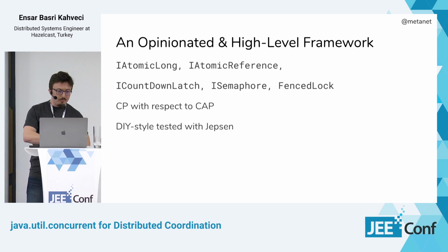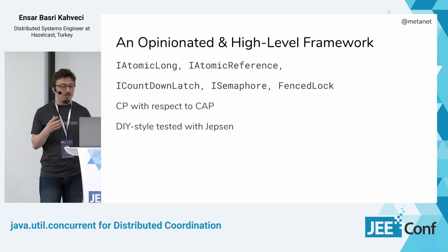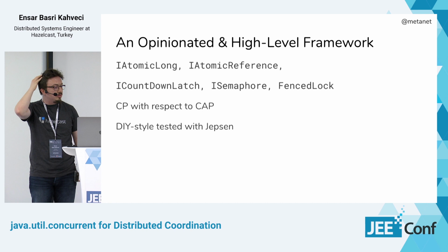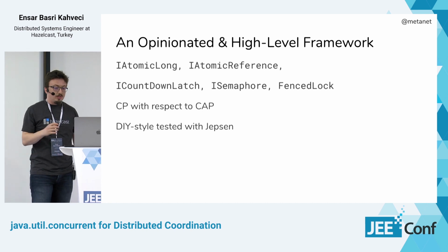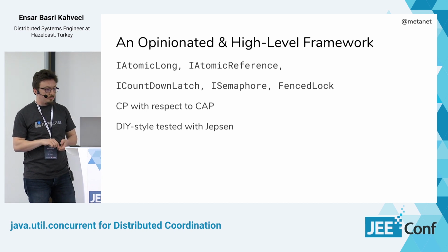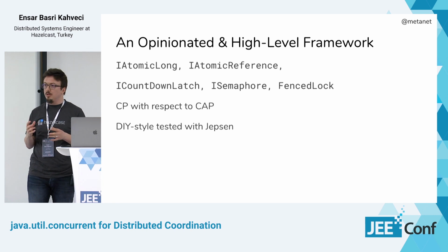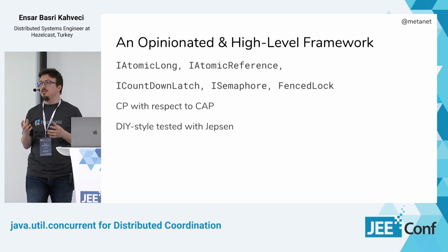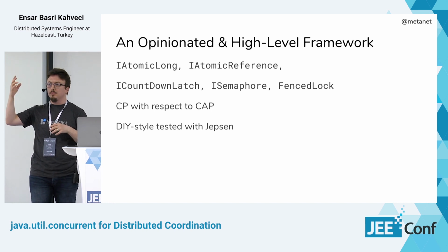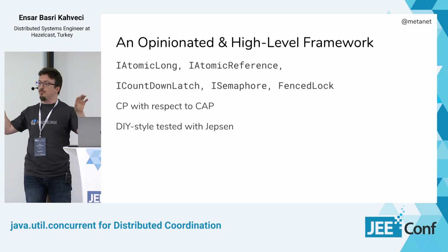As of now, we have distributed implementations of atomic long, atomic reference, countdown latch, semaphore, and lock primitives of JDK, and we are planning to extend this list. FencedLock is our new distributed lock implementation. It extends the lock interface of JDK. These APIs work with strong consistency. So if your cluster splits into multiple groups because of a network problem, you will not be able to interact with these APIs on both sides of your network partition.